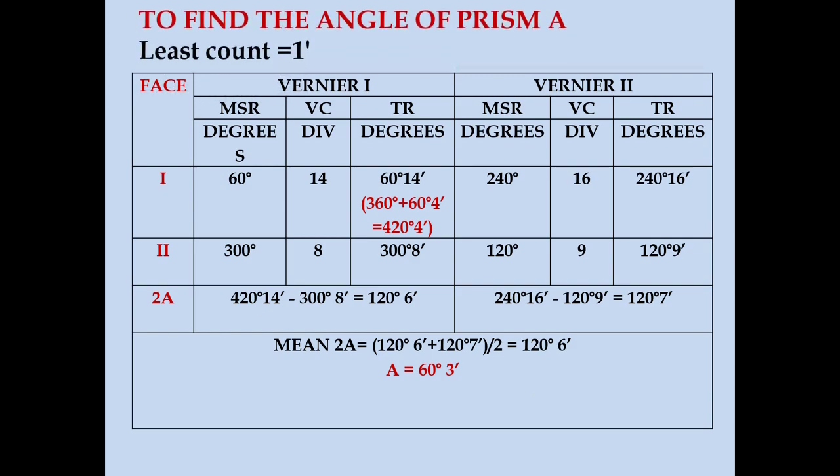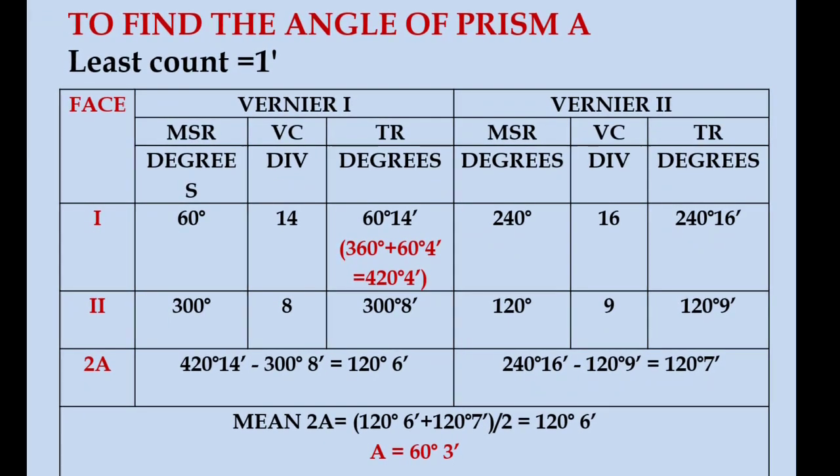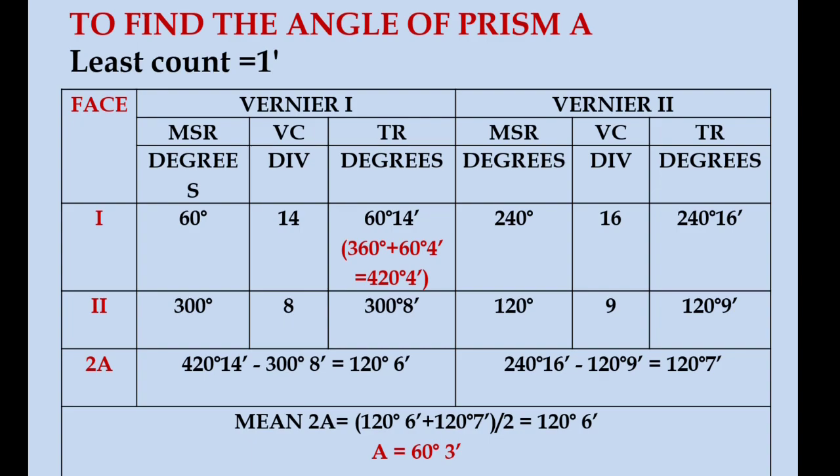Okay, this is the first table to find the angle of the prism A. In each and every table of the spectrometer experiment, you have to mention the least count as 1 minute. See here we have the readings taken from phase 1 and phase 2 from both the Verniers, Vernier 1 and Vernier 2. And before starting the experiment, you have to note down the direct reading which we will be setting, that is 0 degrees and 180 degrees. So in Vernier 1 it might be 0 degrees and in Vernier 2 it is 180 degrees.